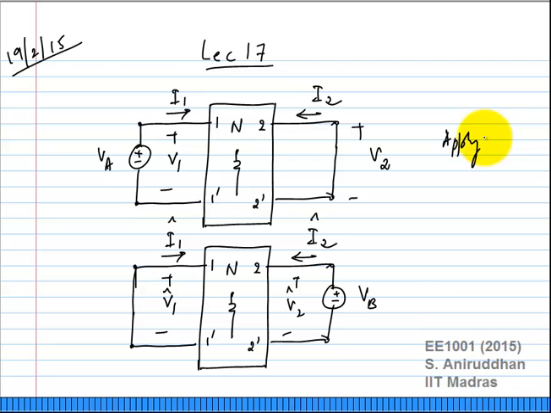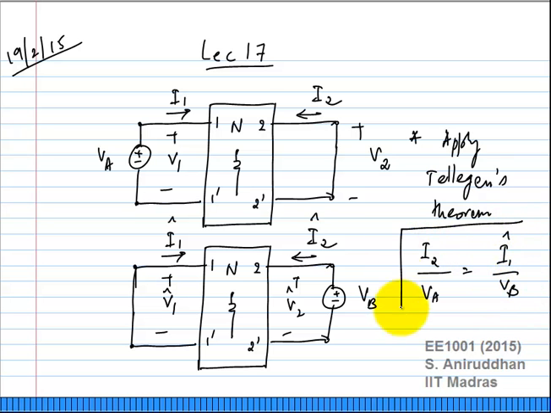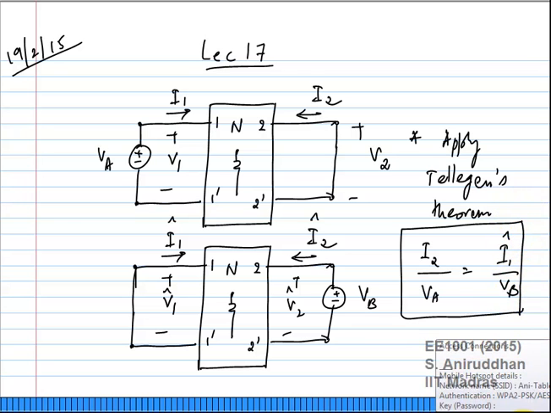how do you prove reciprocity? You apply Tellegen's theorem, following exactly the same procedure we did in class for these two cases. So you apply Tellegen's theorem, and what you will get is I2 by VA equals I1 hat by VB. This is the result you will get for this case.